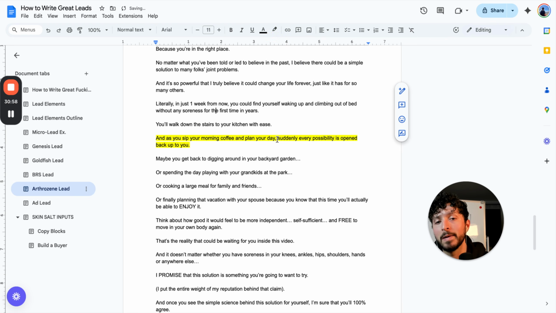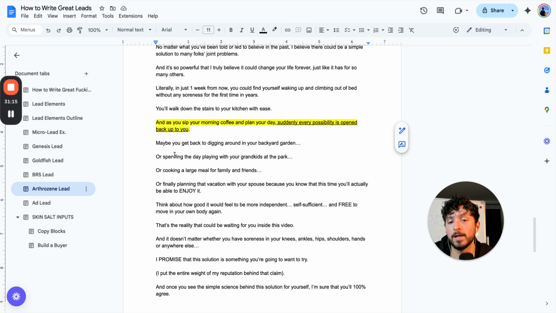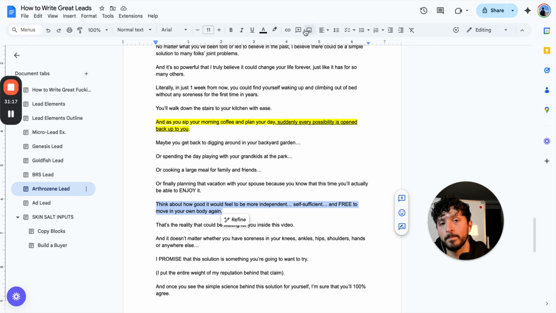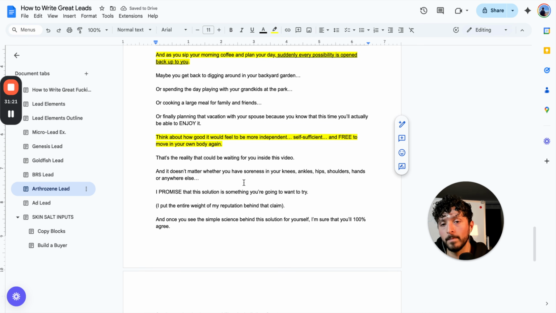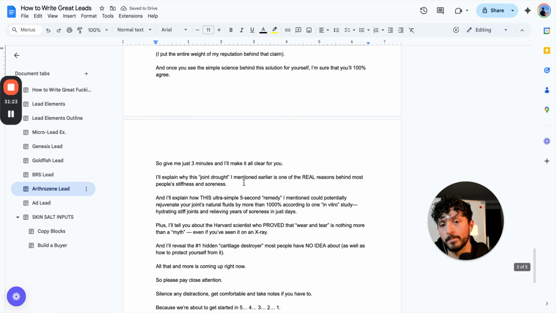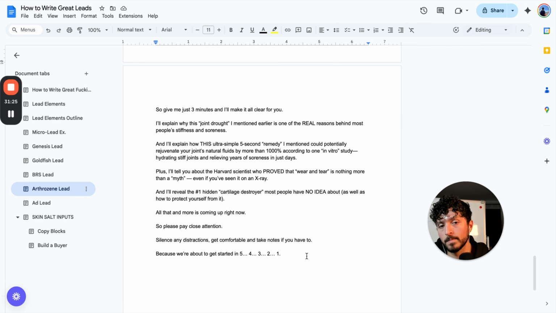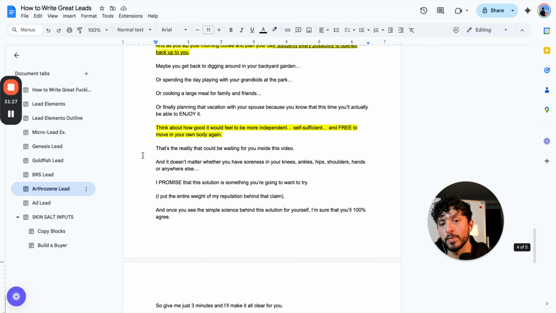So I'm not just talking about, oh, you're going to feel great. I'm saying every possibility is open back up for you. Then I go through the examples. That's so powerful. It's literally the feeling they feel in their body, constriction, like I can't do anything. And now I'm opening up the possibility, right? That's really the deep emotional promise beyond the pain that's in here. Again, look at how I emphasize it on here. Independent, self-sufficient, and free to move in your own body. Right? So super, super powerful.